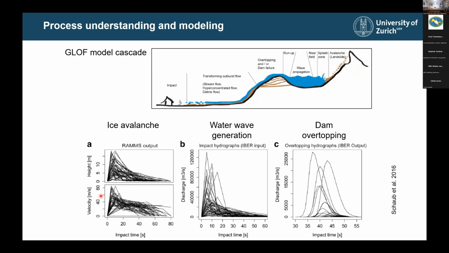We have run many model runs with RAMS and produced basically the flow height of the avalanche and the velocity over the impact time. And then this was the discharge. We have calculated the discharge at this point here when the lake was hit. And then with another model, a hydrographic model, the eBear model, we simulated here the dam overtopping. And you see here these very high discharges with the dam overtopping. And then again, I will show later, we used RAMS to model the GLOF. So in this case, we coupled different models.